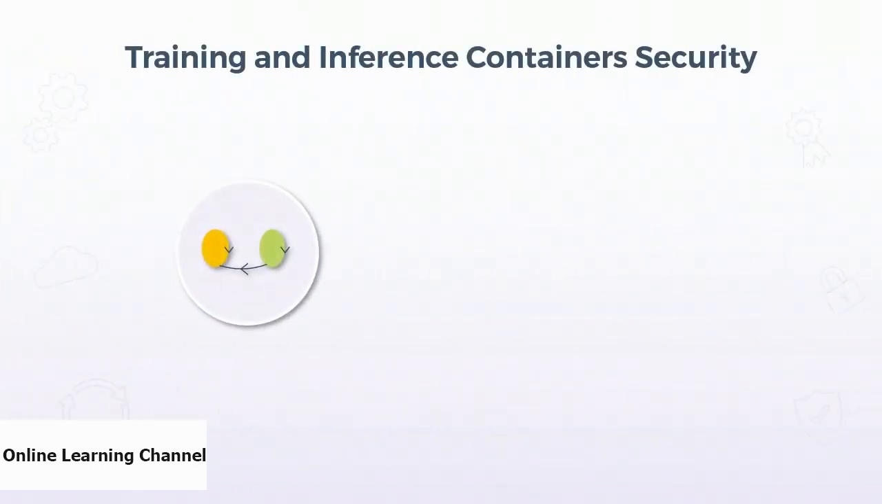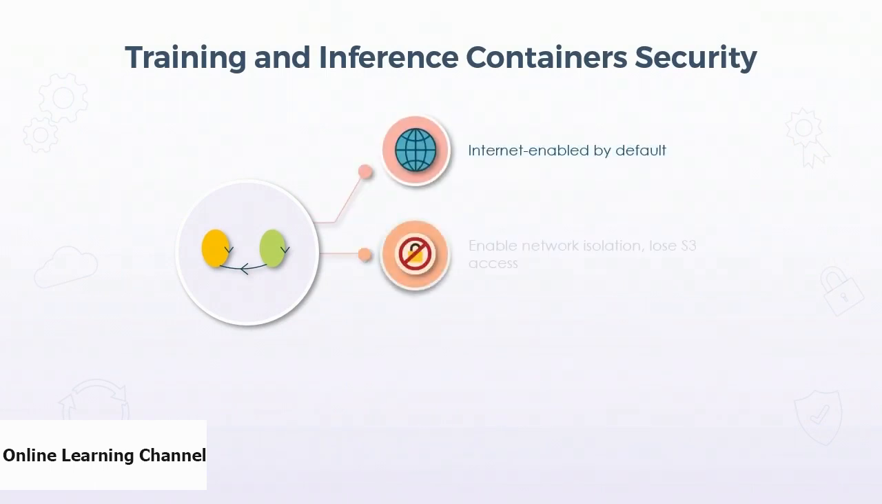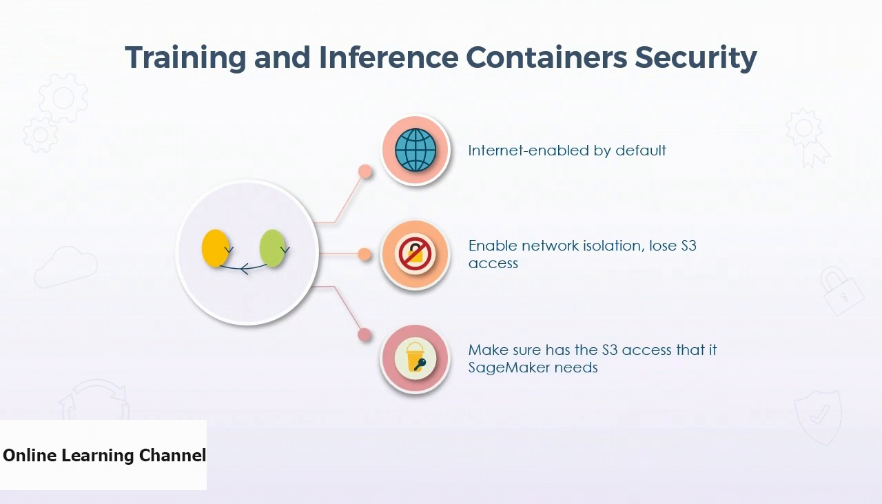Also, your training and inference containers are also internet enabled by default. It is possible to enable network isolation on those as well, but again, you're going to lose S3 access by doing so. So you'll have to work around that somehow, and it's a security concern in general that SageMaker has to access S3.